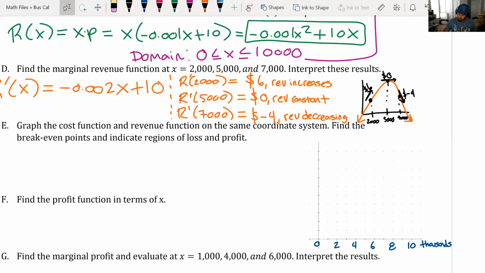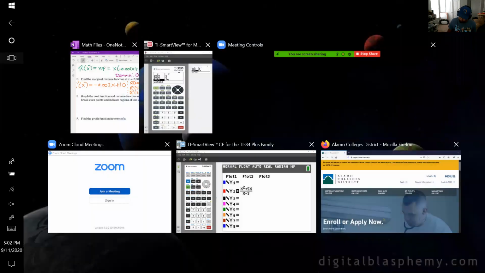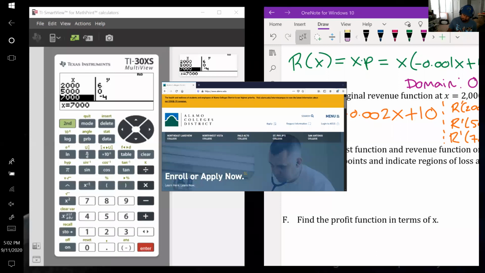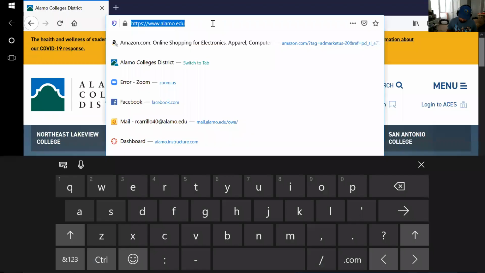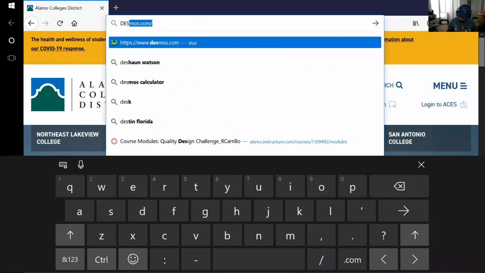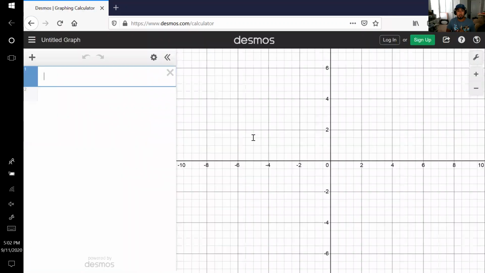Okay, let me do this again, and then let's see. Do I have the browser open? Perfect. All right, what I'm gonna do is go to Desmos.com, one of the best graphing programs ever. Go to this graphing calculator, and then I'm gonna type in our functions.